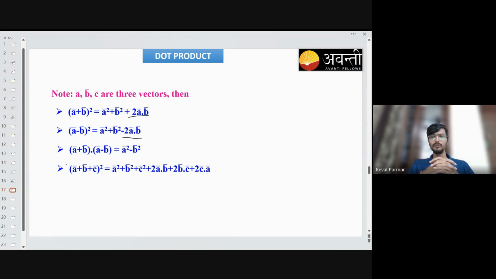And the fourth one is also very common. You can say sum of three numbers. A plus B plus C the whole square is A square plus B square plus C square plus 2AB, and here it will be the dot product. So A bar dot B bar, B bar dot C bar, and C bar dot A bar. Clear?